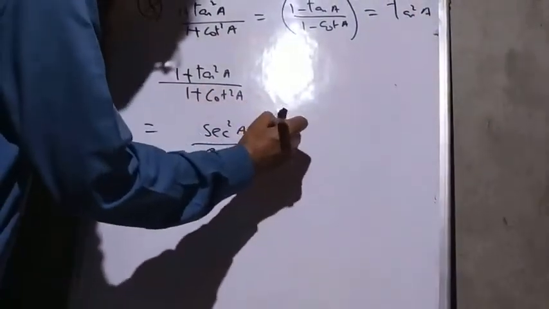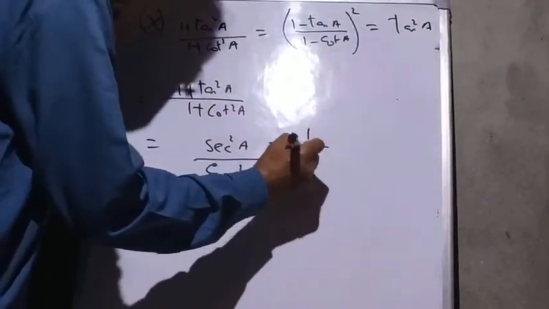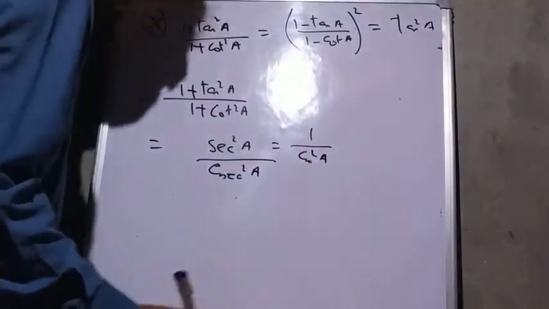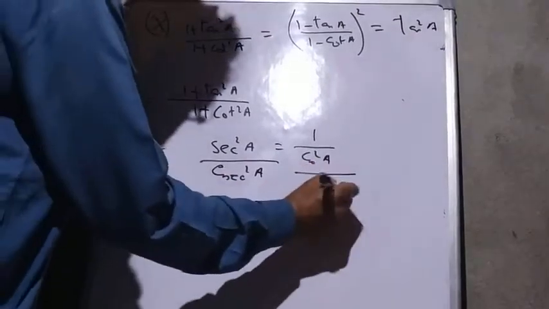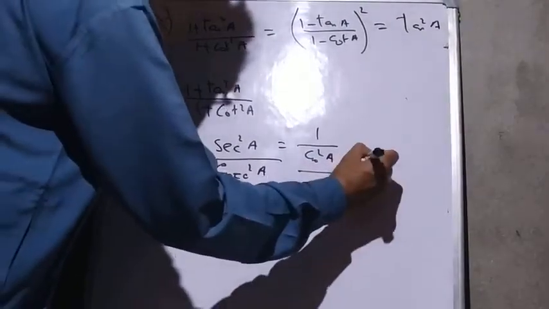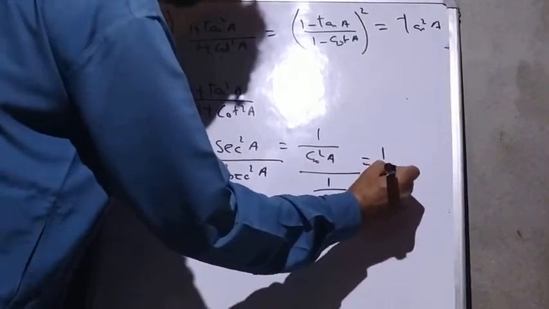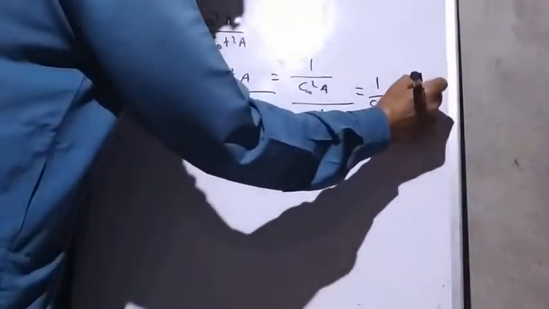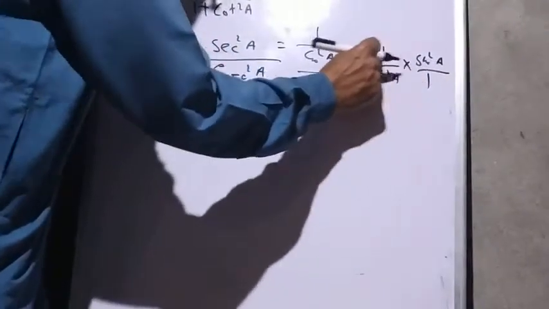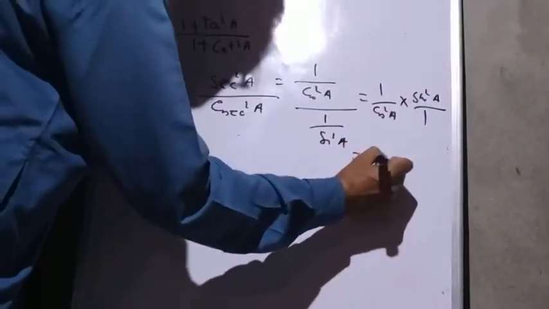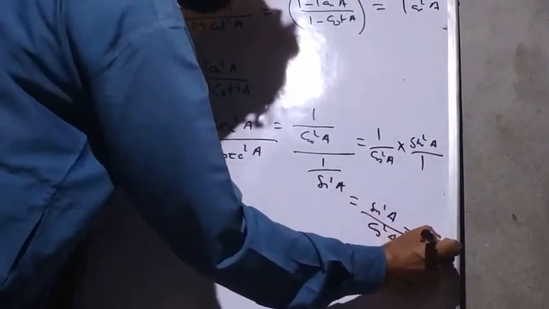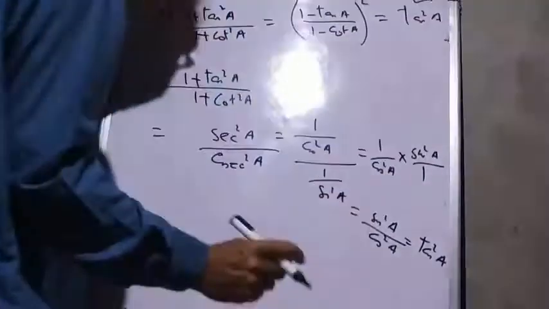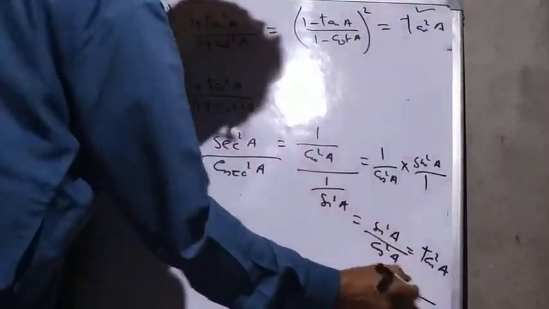So this can be further written as, sec A is the reciprocal of cos, so we shall write here 1 divided by cos square A, divided by, cosec is the reciprocal of sine, so this is 1 divided by sine square A. This is further equal to 1 divided by cos square A into, taking the reciprocal, sine square A divided by 1. This is sine square A divided by cos square A, and this we know is equal to tan square. So this side is equal to tan square.